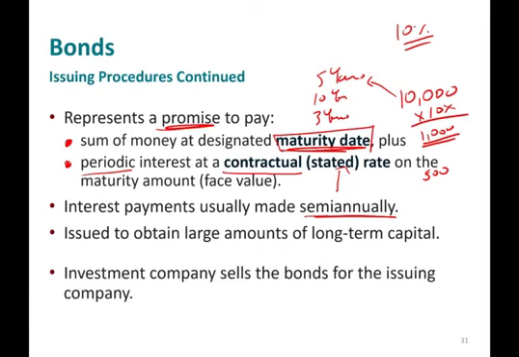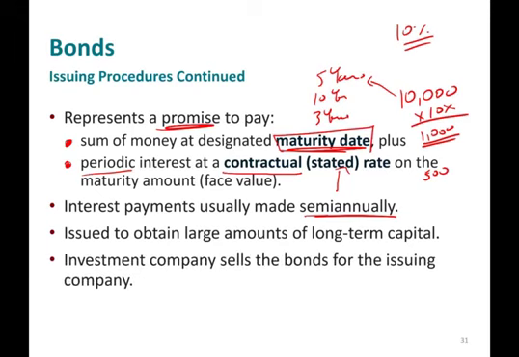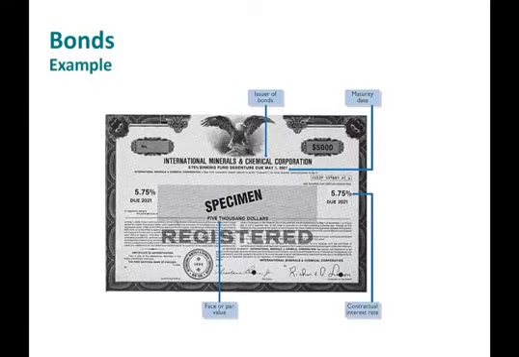Okay, an investment company sells bonds for the issuing company. You have an investment company like Goldman Sachs, Merrill Lynch, and those investment bankers. What they do is sell the bonds. They'll find buyers who are interested in buying the bond. And this is what a bond looks like.